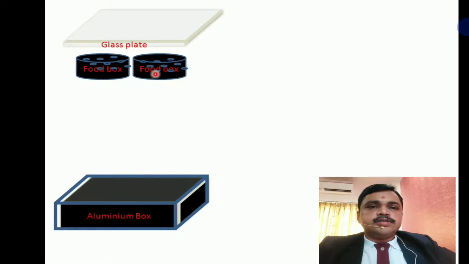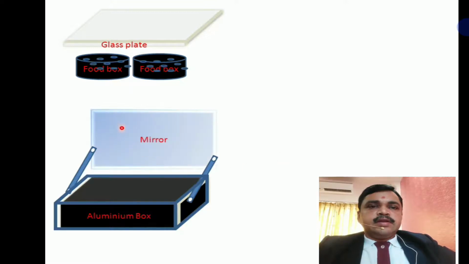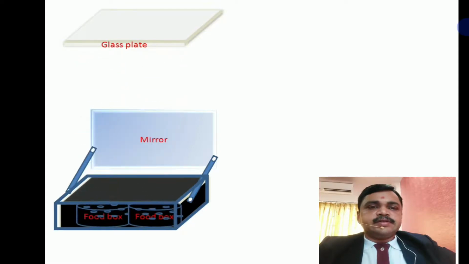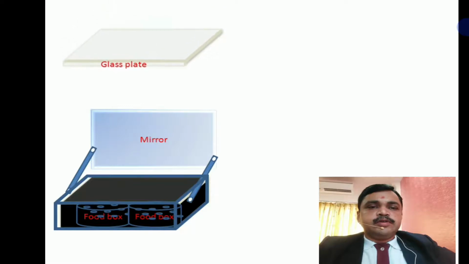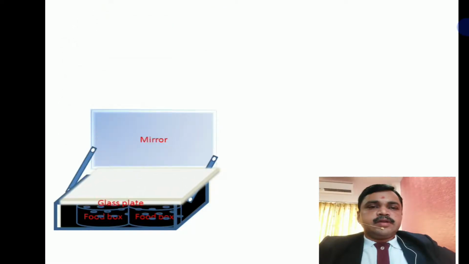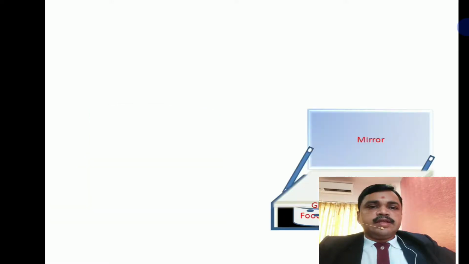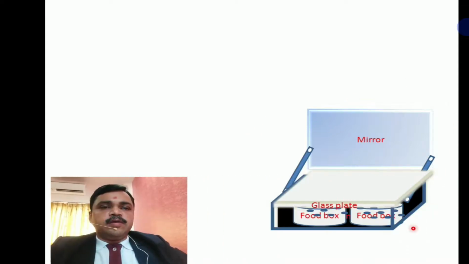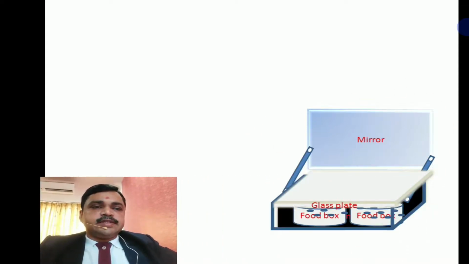In the wooden box, an aluminium box is fitted. Blackened lining. The food box is put in this, and with the help of slides, arrange the reflecting mirror. In the food box we put the food in proper manner, and then it is made airtight with the help of a glass plate.